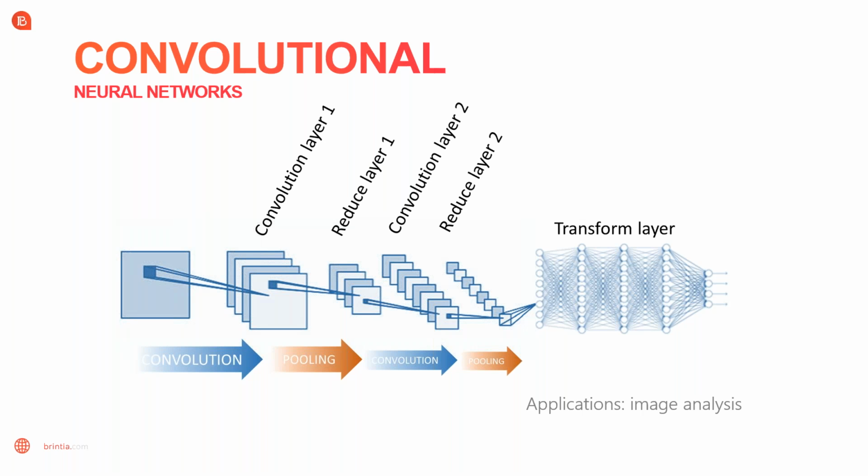Convolutional neural network. This kind of network is very powerful for image analysis. The convolutional neural network is composed of consecutive layers of convolution and pooling and finishes with a multi-layer perceptron.